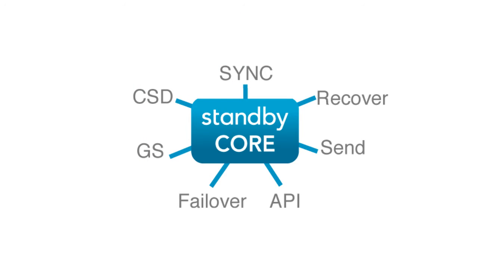The Standby Core allows users to create a standby database, extract and send archive logs to the standby, recover a standby database using shipped archive logs, perform graceful switchovers, also known as role reversal, synchronize or sync a standby database, and in case of disaster, activate the standby database. The command line also provides a wide variety of API options.